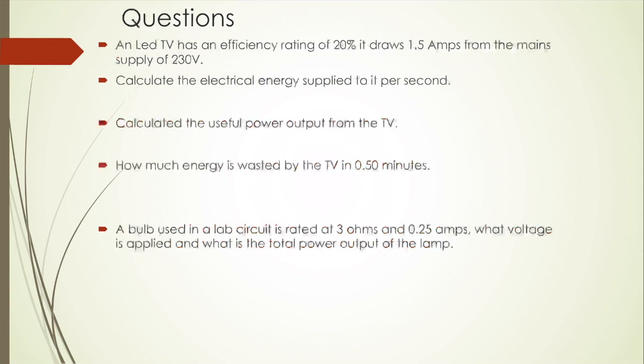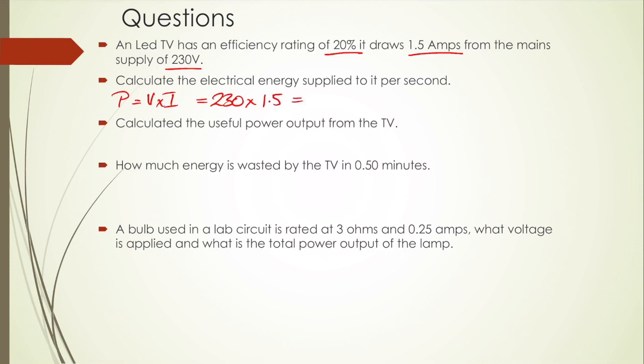An LED TV has an efficiency rating of 20%. It draws 1.5 amps from the main supply of 230 volts. Okay, just looking at those units, those are all the units that I need for my equations. Voltage, or the potential difference in volts, and we've got the current in amps. Calculate the electrical energy supplied per second. Power equals the voltage times the current, which equals 230 times 1.5.